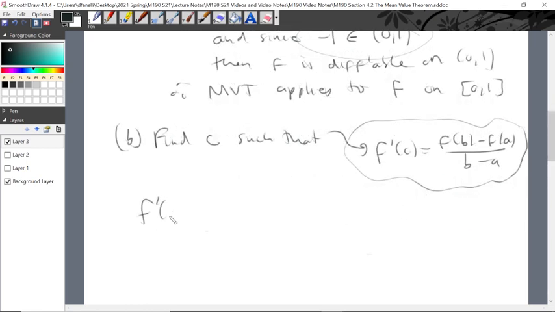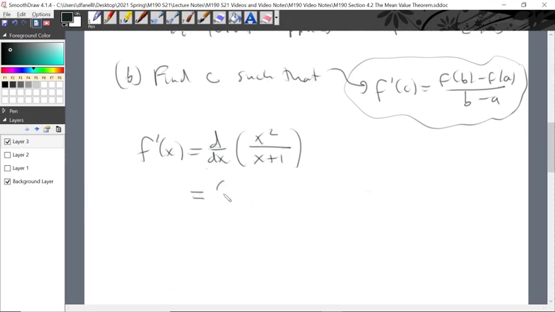So f prime of x is the derivative with respect to x of the function x squared over x plus 1. We can find this derivative with the quotient rule. So we have low times the derivative of the high, so d high is 2x, minus the high, which is x squared, times the derivative of the lower function. The derivative of x plus 1 is just 1, and that's over the quantity x plus 1 squared.